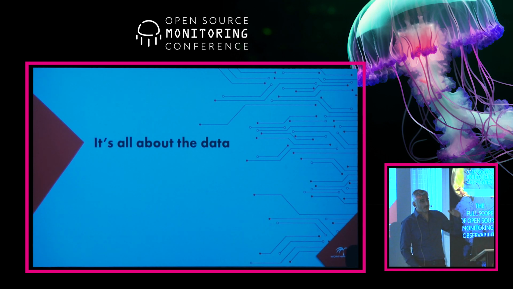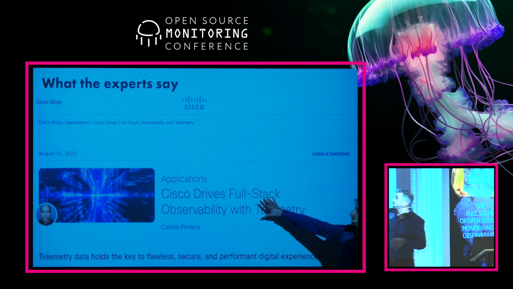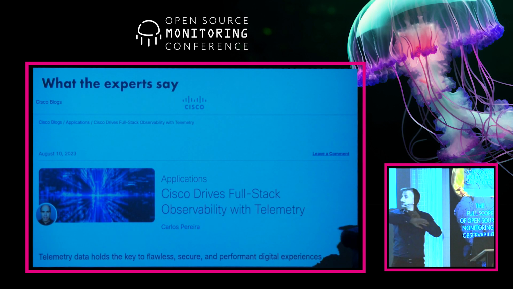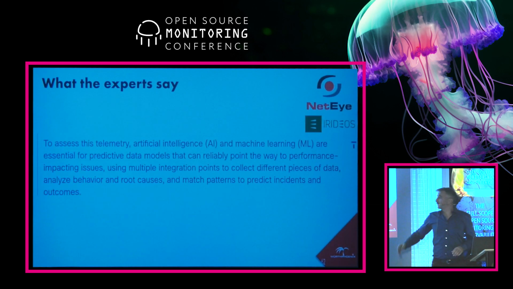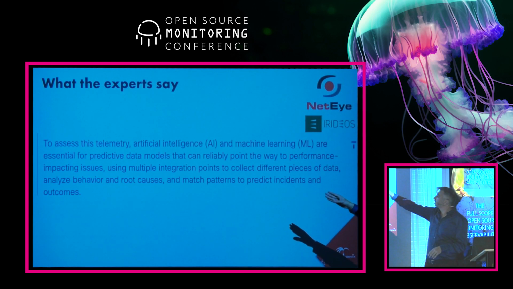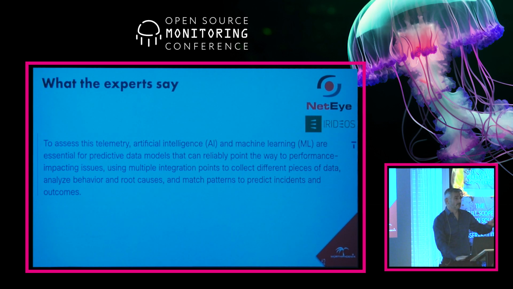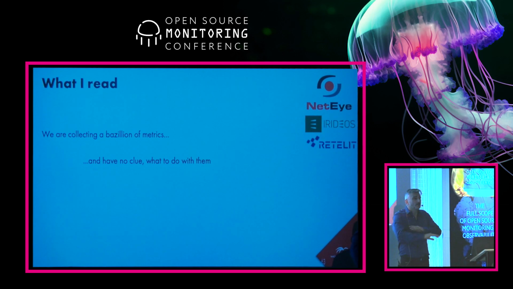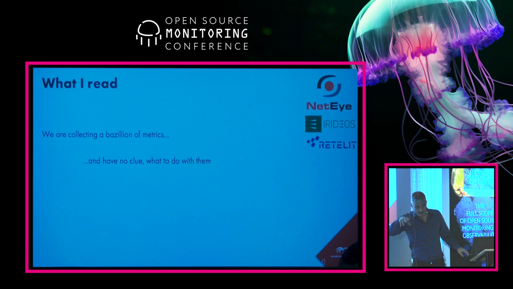And for us, it is all about the data. I picked a blog post on the Cisco website, just as an example from August. They wrote, Cisco drives full stack observability with telemetry, and this sounds very, very good. My favorite sentence was, to assess this telemetry, you need AI and so on. But to me, this reads like we're collecting a bazillion metrics, and we have no clue what to do with them. This is when you need AI, and we have other ideas. We want to have just the data we understand, and we work with exactly that data.